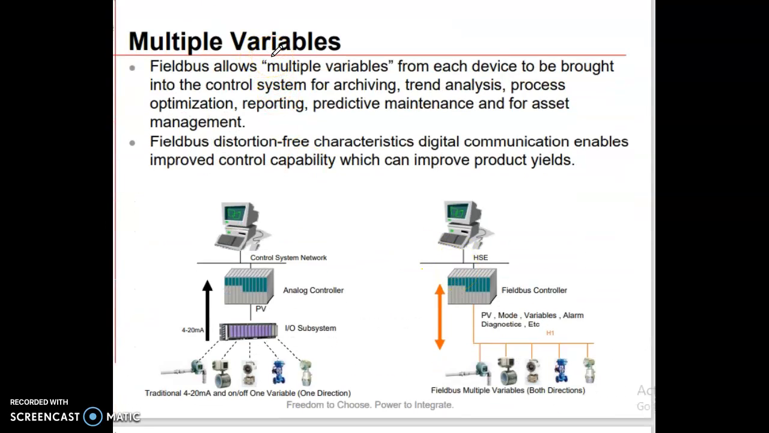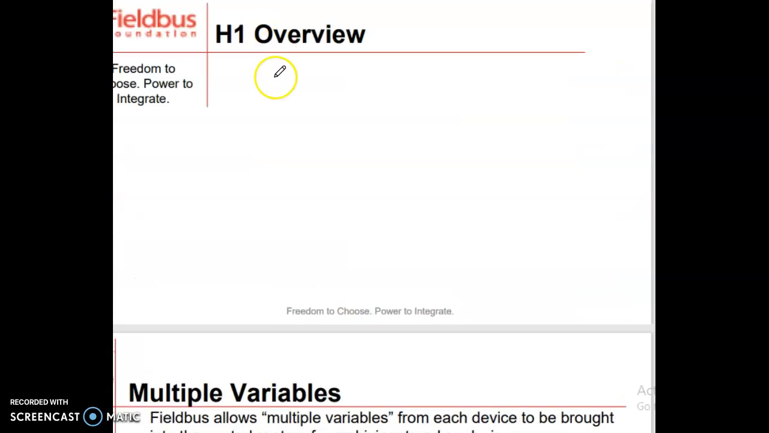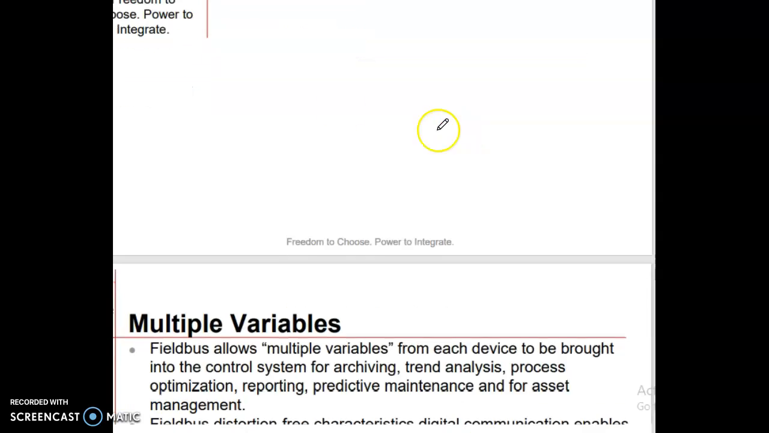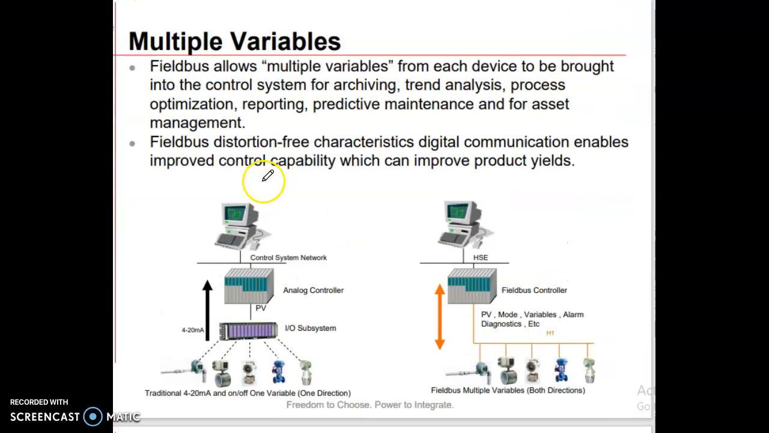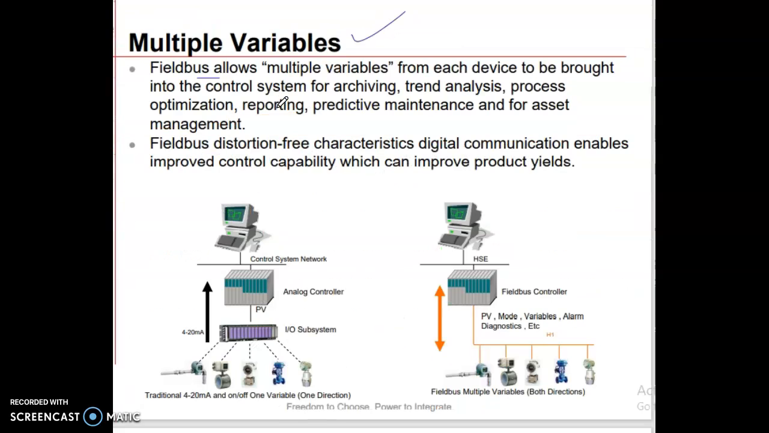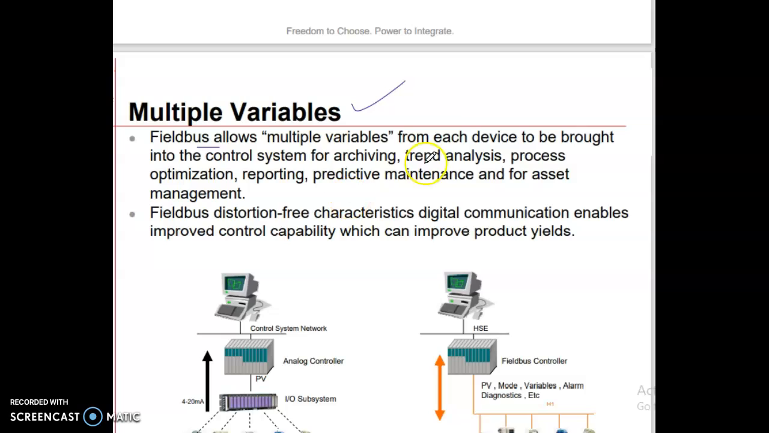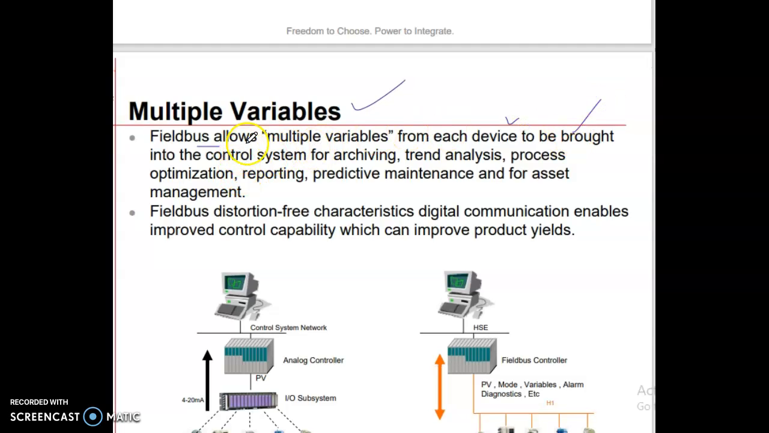Multiple variables. Here we are going to discuss the H1 overview. H1 means Fieldbus only. So Fieldbus allows multiple variables from each device to be brought into the control system for achieving trend analysis, process optimization, reporting, predictive maintenance, and to assist management.